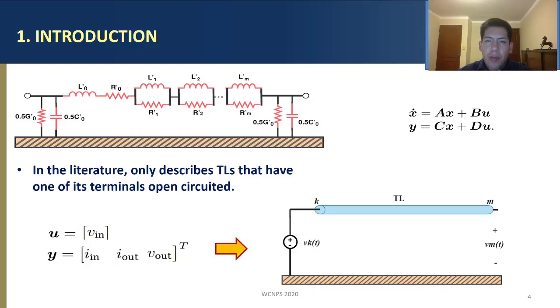One issue with the previous representation of this model is that it has only been described for two scenarios, that is, open circuit test and short circuit test. That is why in previous representations, input vector U contains only the voltage at the sending terminal of the transmission line. And from this model, the only possible outputs are the input current, the output current, and the output voltage, as you can see in output vector Y.